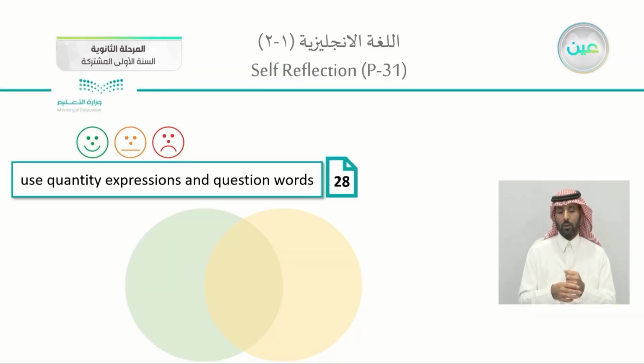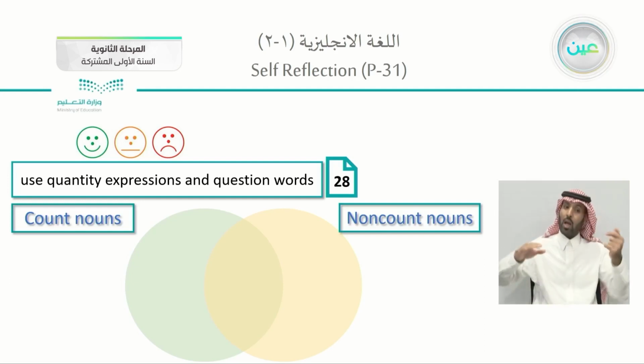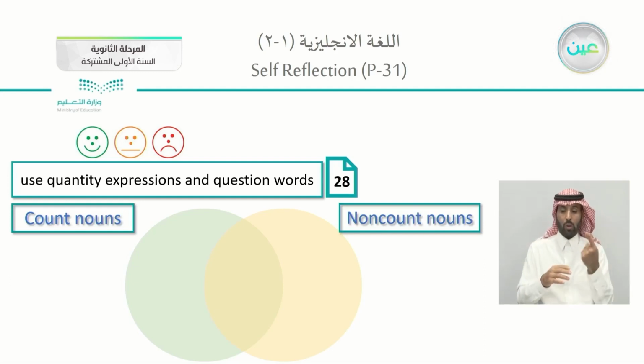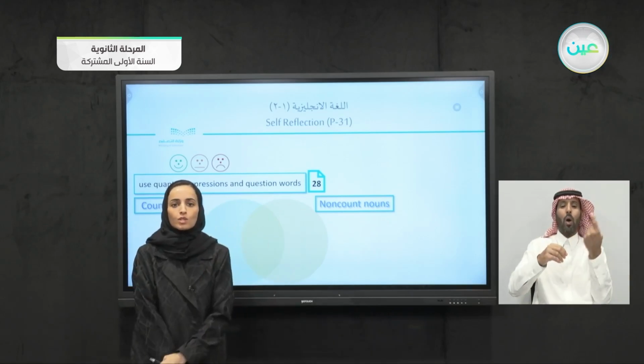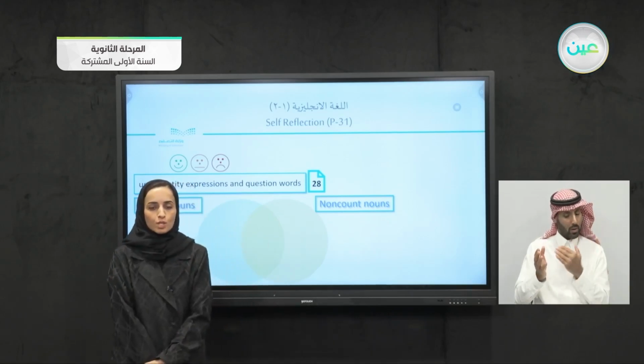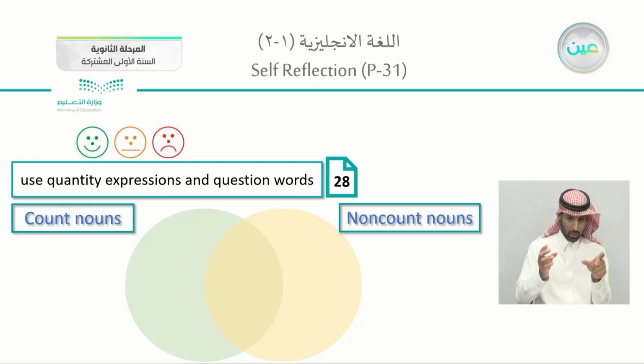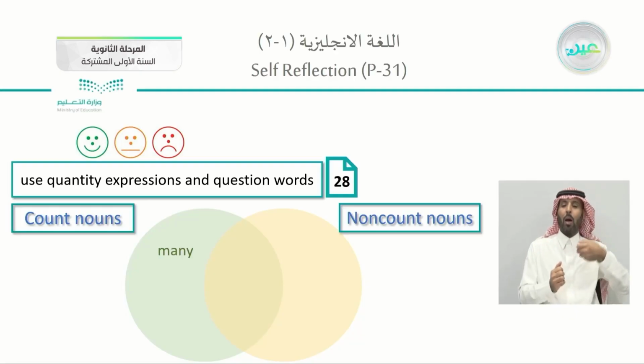Okay, then we've spoken about the use of quantity expressions and question words on page 28, which was the form, meaning, and function. We have divided them into whether the count or the non-count nouns. Countable nouns that we can use S and put numbers with, and the non-count nouns. What are the quantity expressions that we can use with? We can use many and how many with the count nouns.